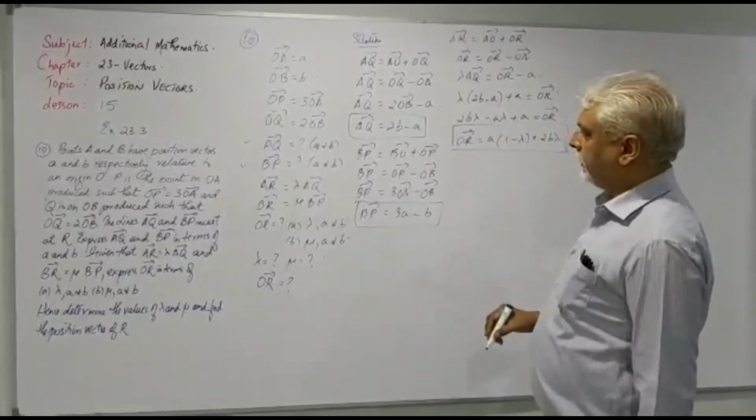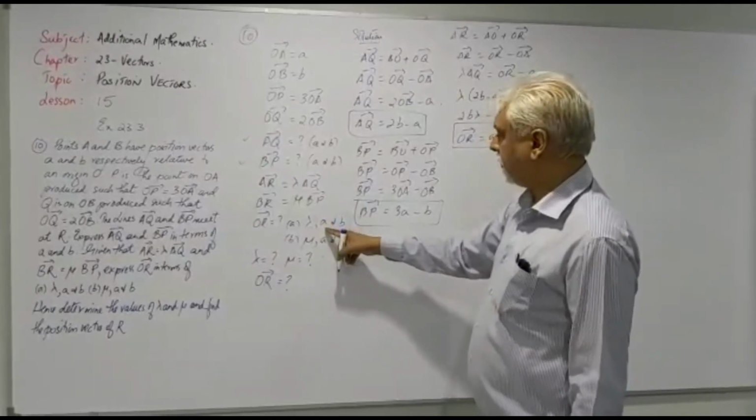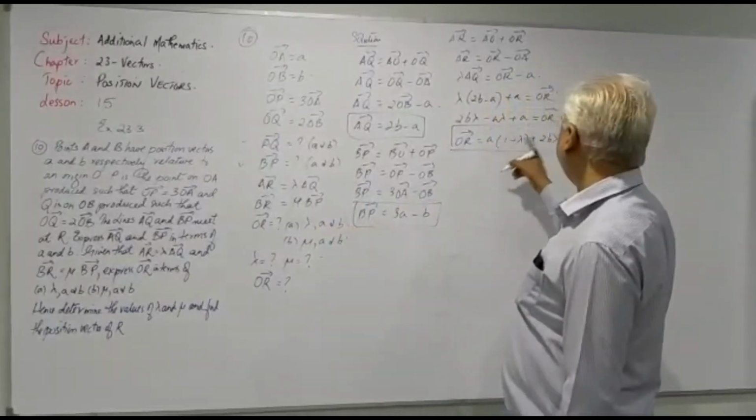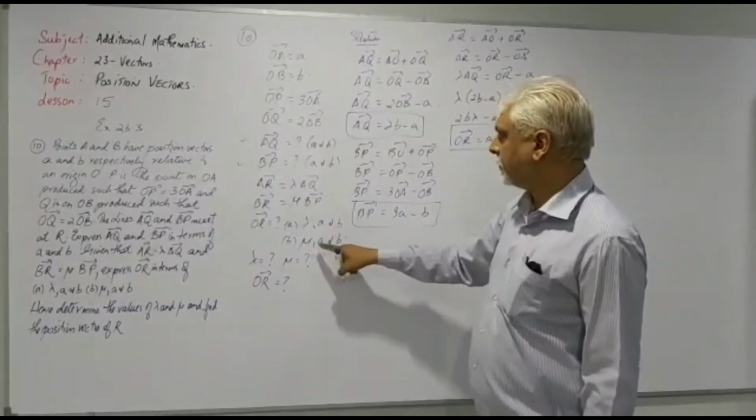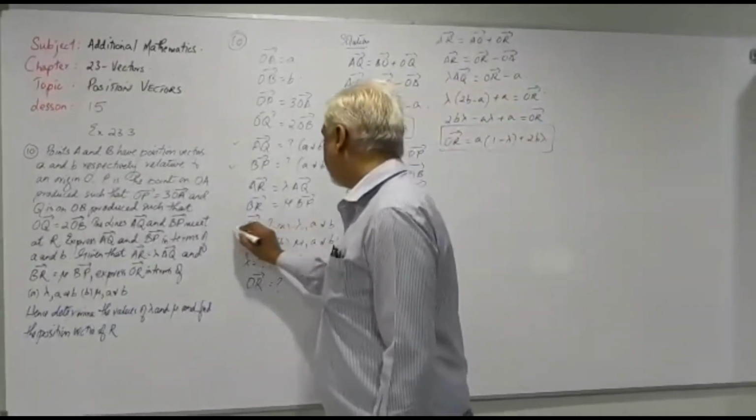Now, I got the first part, OR in terms of lambda, A and B. Now I'll find it in terms of mu, A and B. So I'll just work this out.